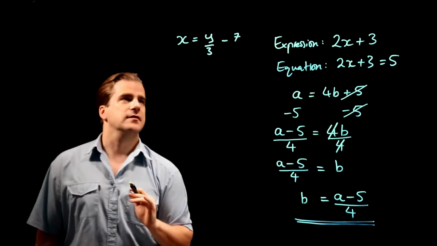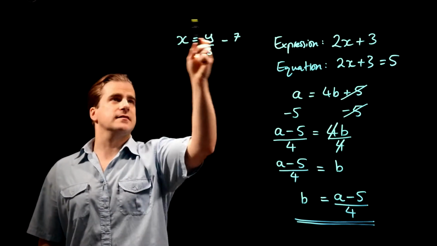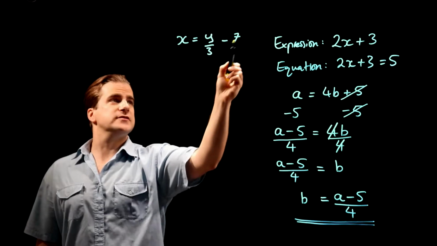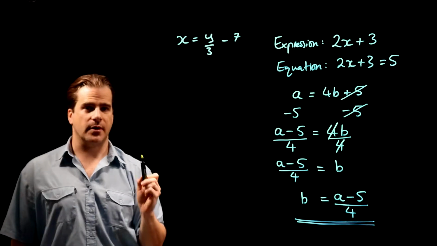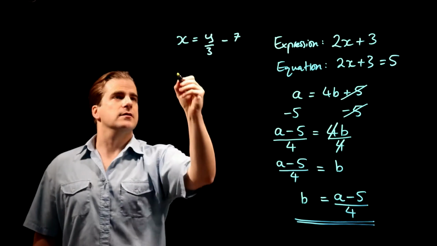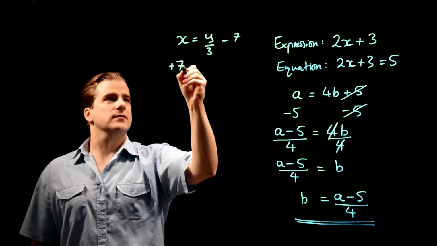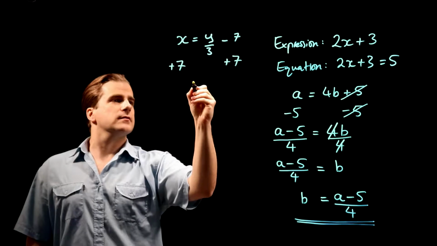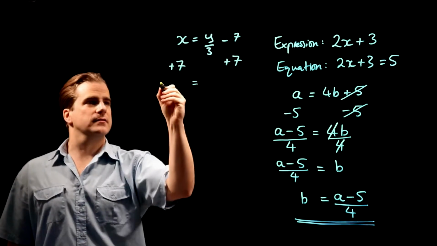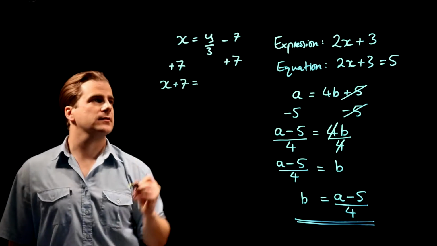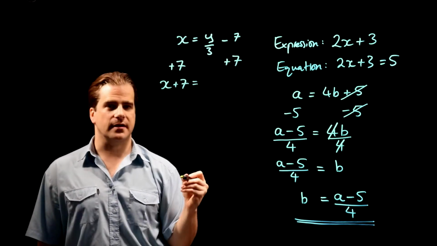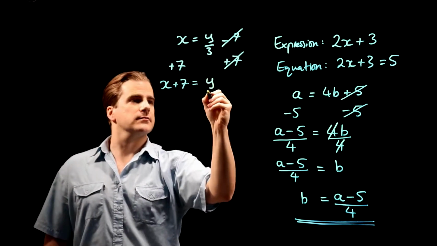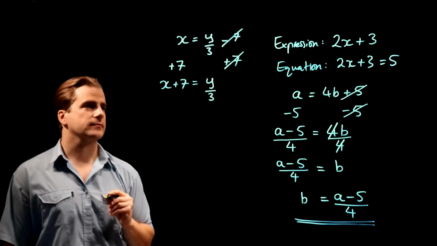Okay, so firstly, let's take the 7 over to this side. Our objective is to get all of this junk away from the y on the other side so the y is left by itself. So we'll start with the 7. And to do that, we're going to add 7 to both sides. Okay? So what do we get? X plus 7 on that side. On this side, minus 7 plus 7 is 0. They cancel. Okay? We're just left with y over 3. Like that. Good.